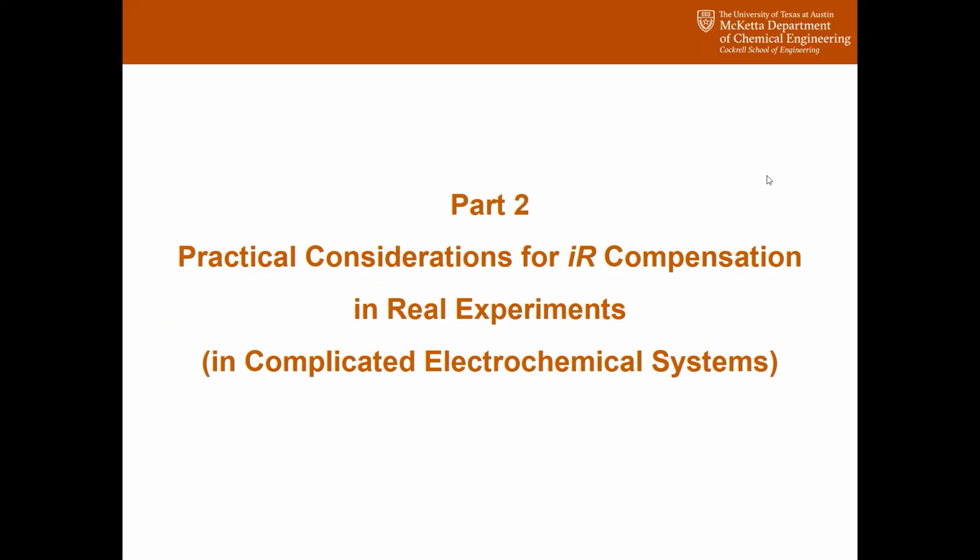So part two is how we can actually apply this IR compensation and what kind of factors we need to consider in practical application. Theoretically, this IR compensation analysis should work very well, and we should be able to study the potential-dependent behavior of the working electrode precisely by removing the IR potential drop. But in a real experimental system, it's very complicated, as you already know. So there are some issues happening, and the meaning of uncompensated resistance can change.